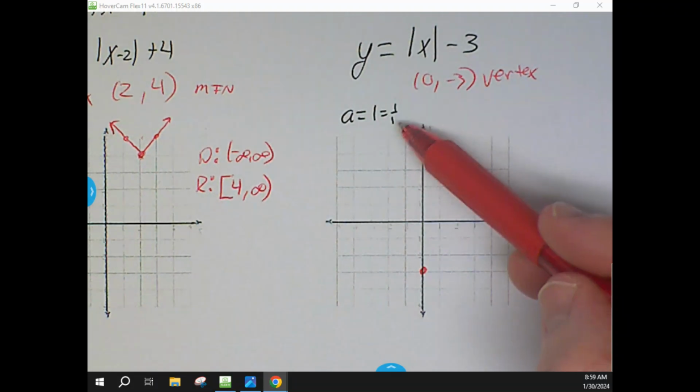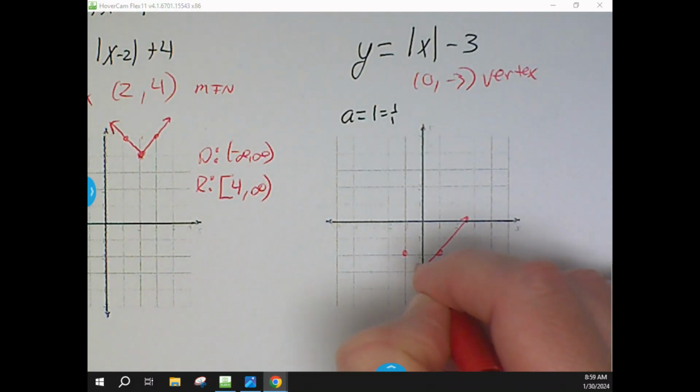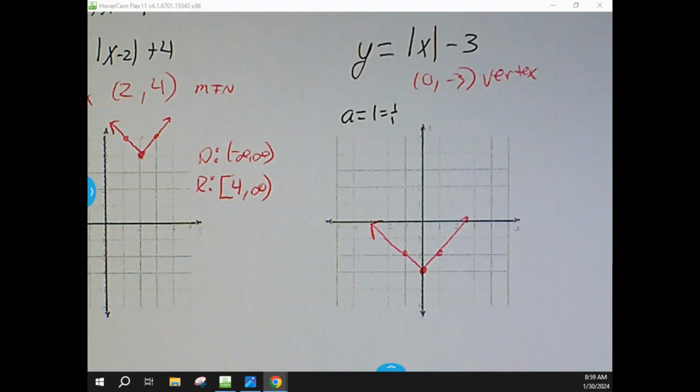A value is, again, understood to be 1, so we're going up 1 over 1 to the right, up 1 over 1 to the left. And there you go. And there's your graph. And again, that's as easy as it is for the graphs on that part. Nothing tricky at all about anything graph-wise on those.